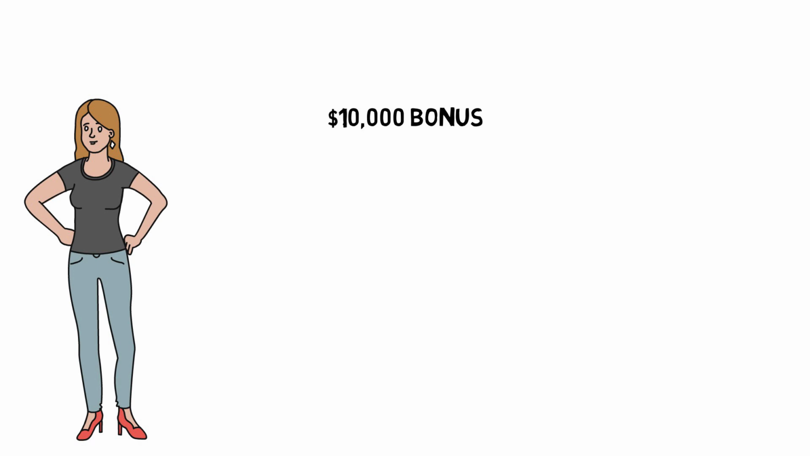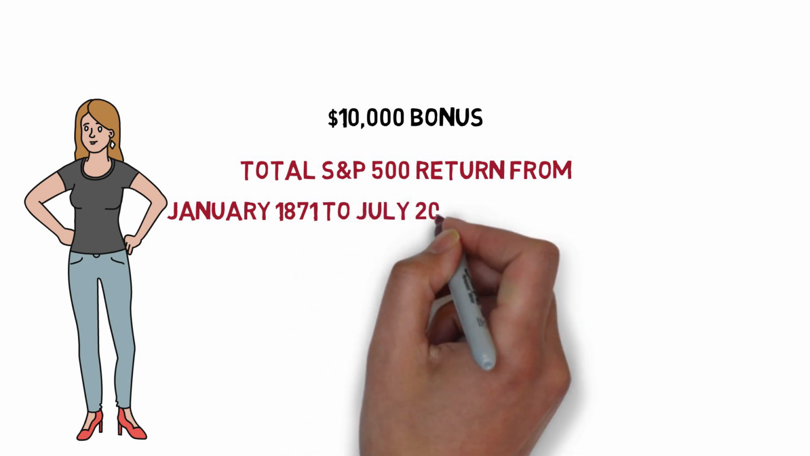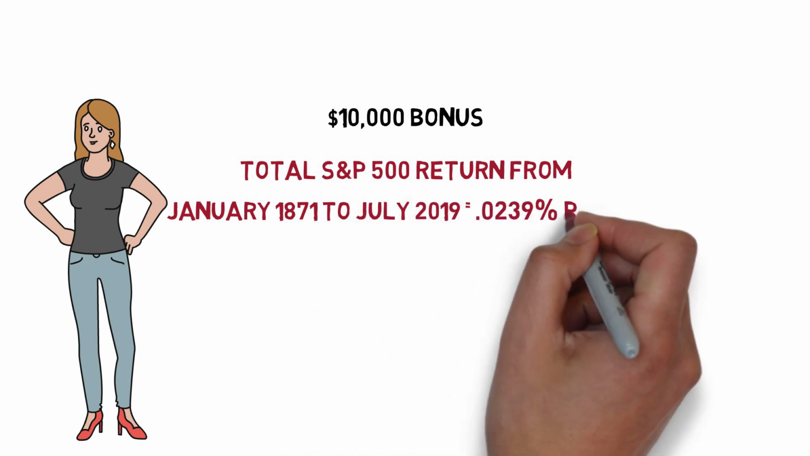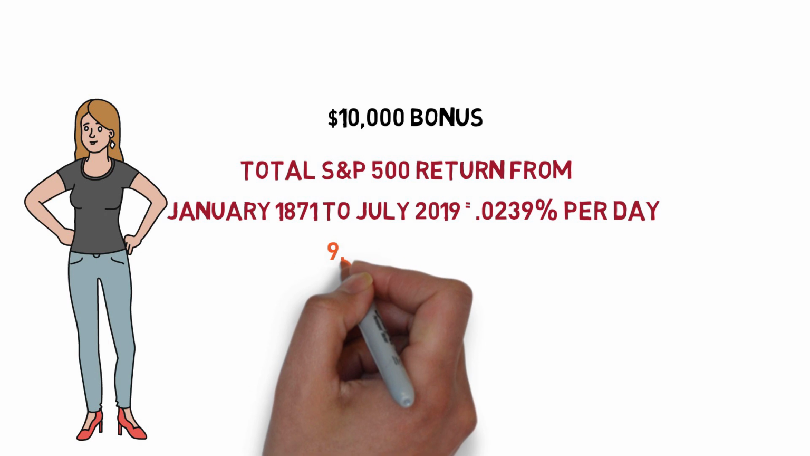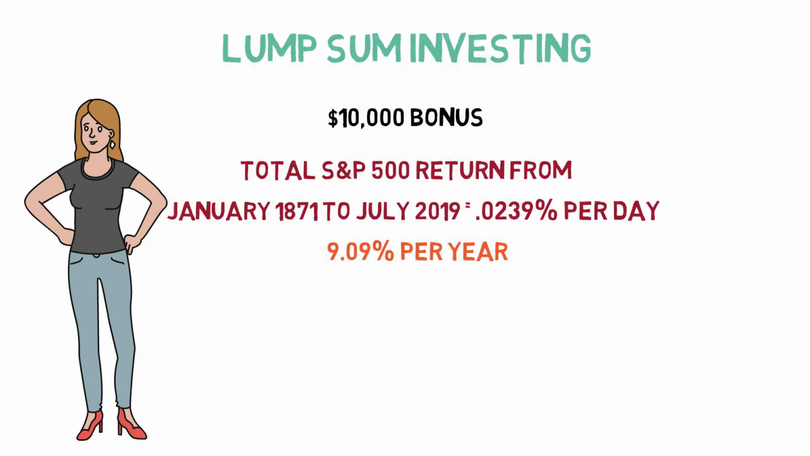Maggie received $10,000 as a bonus from work. She is faced with the same dilemma. She also knows she can't time the markets, but unlike Ben, she knows the average total S&P 500 return from January 1871 to July 2019 was 0.0239% per day, or about 9.09% per year. She figures that if the average year results in a 9% return, she should get all her money invested and working for her as fast as possible. She invests all $10,000 immediately. This is called lump sum investing because she invested all of her available money for investing in a lump sum.